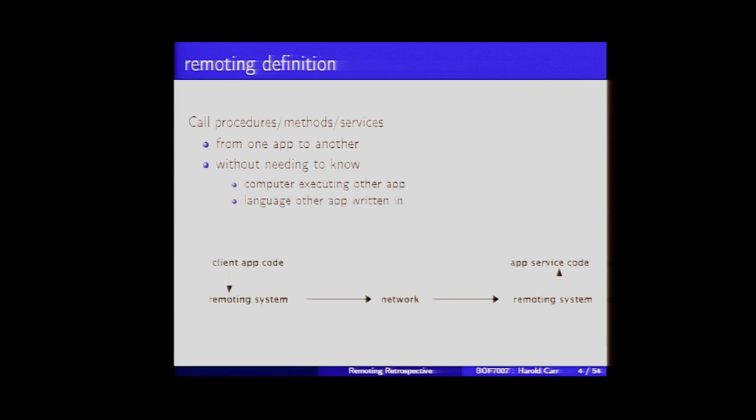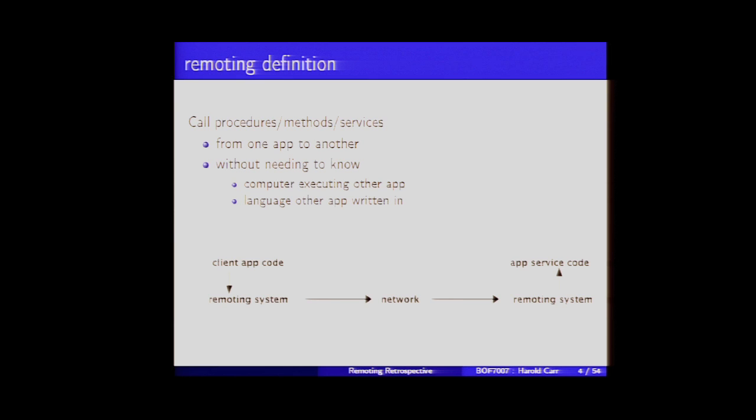It's just something that allows you to call services or methods or procedures or functions on one machine onto another machine without really having to do much extra. And you don't have to know anything about the other machine. And that's kind of the picture. So you've got your client app code. It talks to a remoting system.